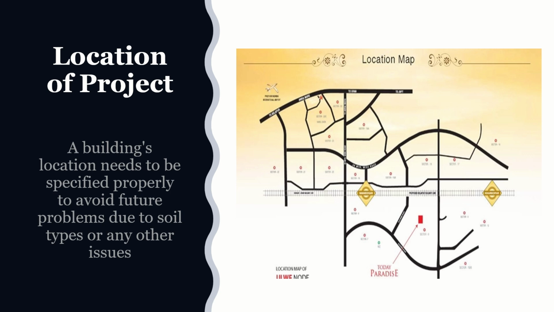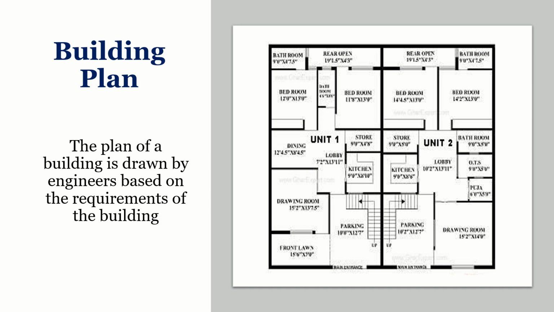Coming to the first one, that is the location of a project. A building's location needs to be specified properly to avoid future problems due to soil types or any other issues. Sometimes there is not much room for selecting a building site, hence problems, if present, need to be tackled properly. The second step is the building plan. The plan of a building is set by the architectural engineers based on the requirements of the building.